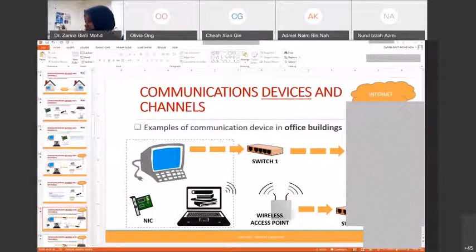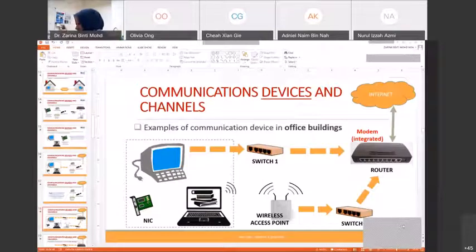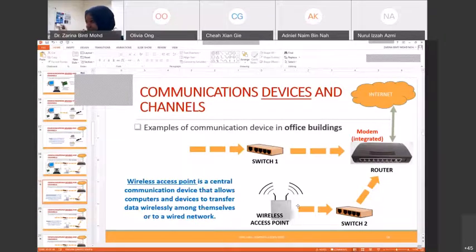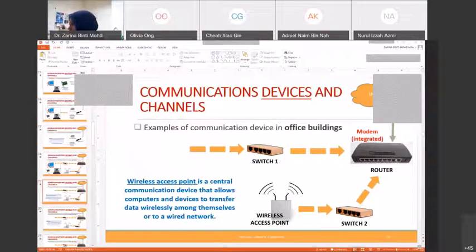All right. Before we proceed, do you have any questions? Okay, no questions. All right, if no, it's fine. So let's take a look at the next one. So this is in terms of an office building, for example. Okay, so we have, wait, ada distraction sikit.